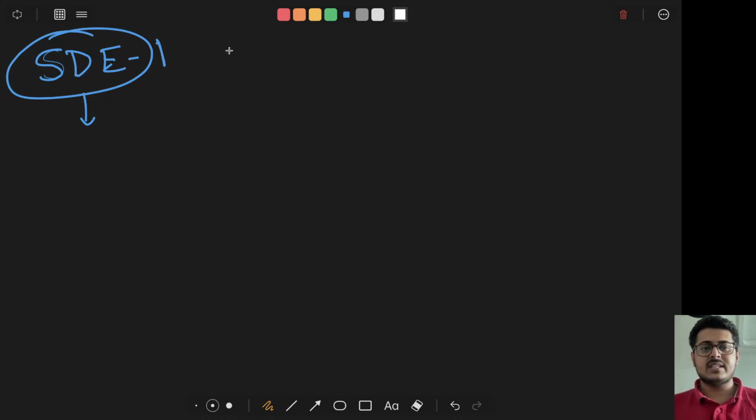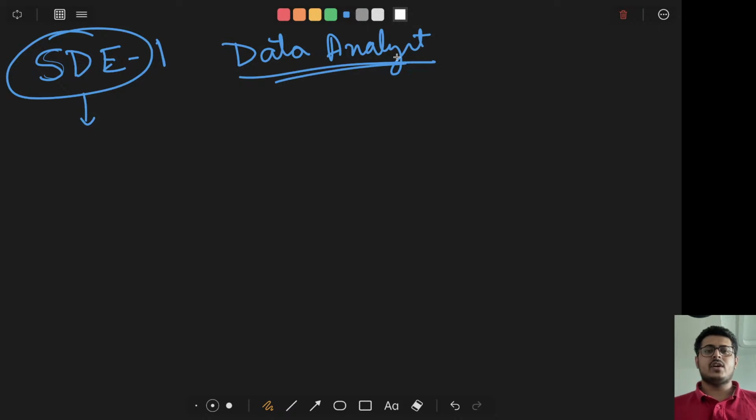The next position that is available for a fresher is data analyst. 90% of the time when you are going into data science, the position that will be offered to you as a fresher would be of a data analyst position, in good MNCs as well as in startups. These people are majorly concerned with report generation, generating insights from data.